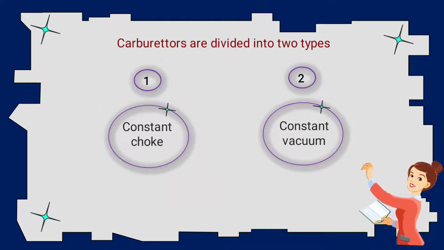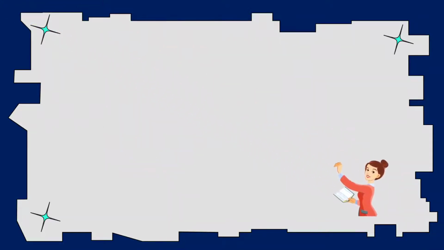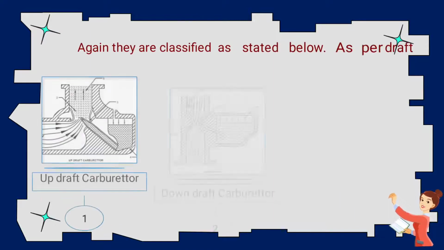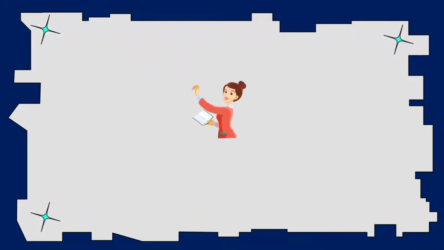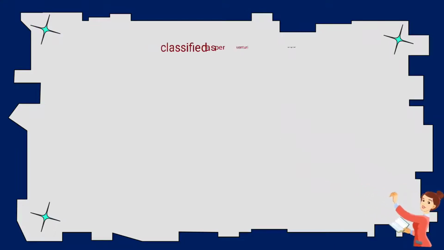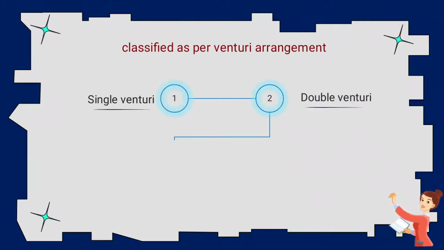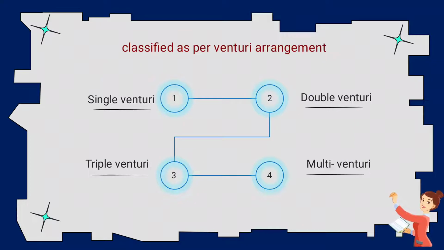Carburetors are divided into two types: constant choke and constant vacuum. Then they are classified as stated below as per draft: updraft carburetor, downdraft carburetor, horizontal carburetor. Classified as per Venturi arrangement: single Venturi, double Venturi, triple Venturi, multi Venturi.